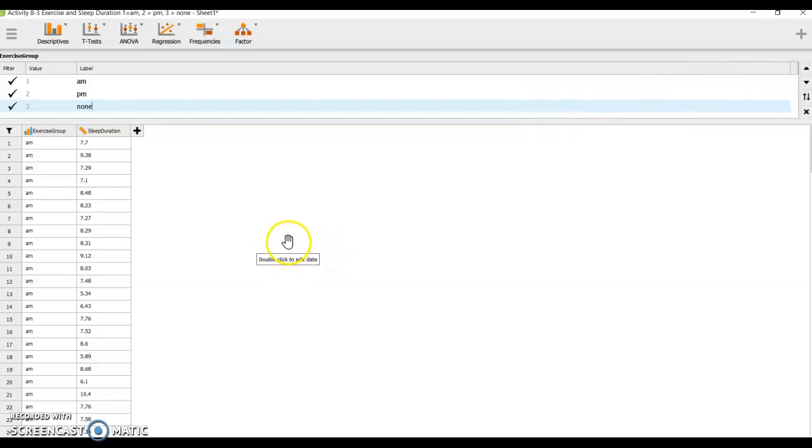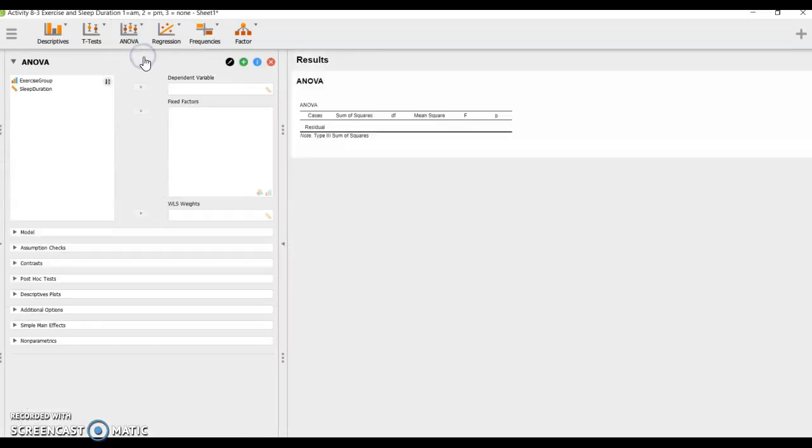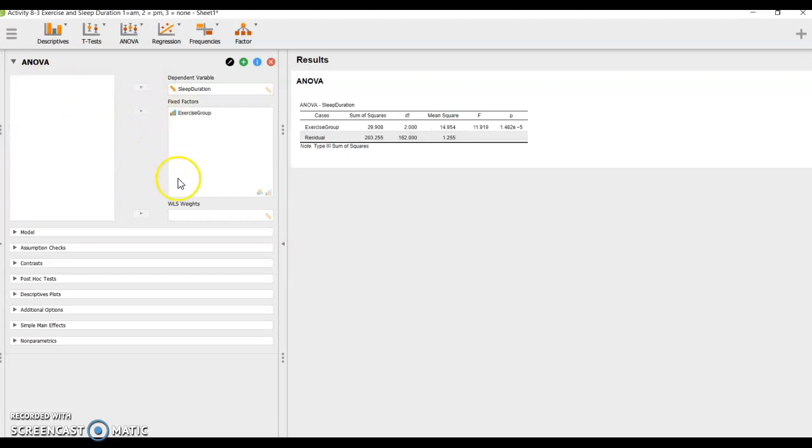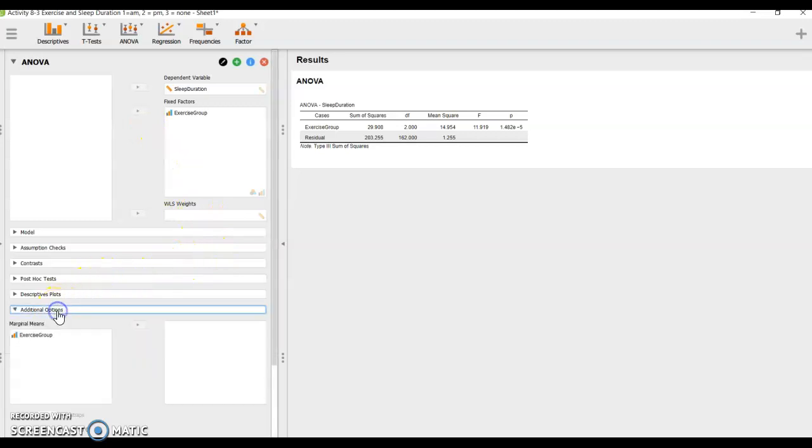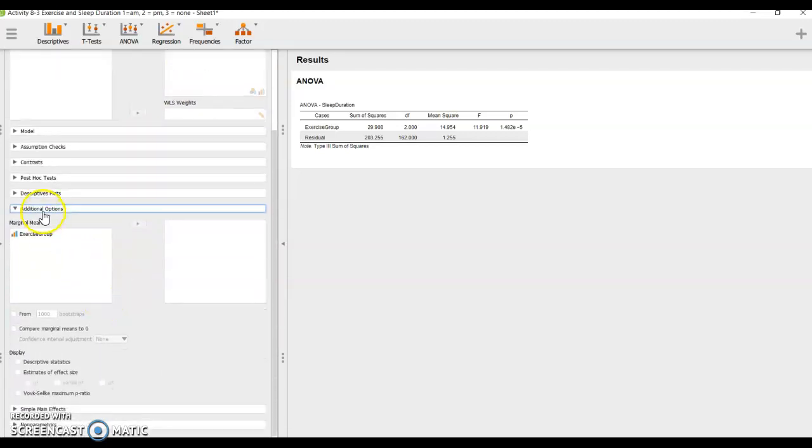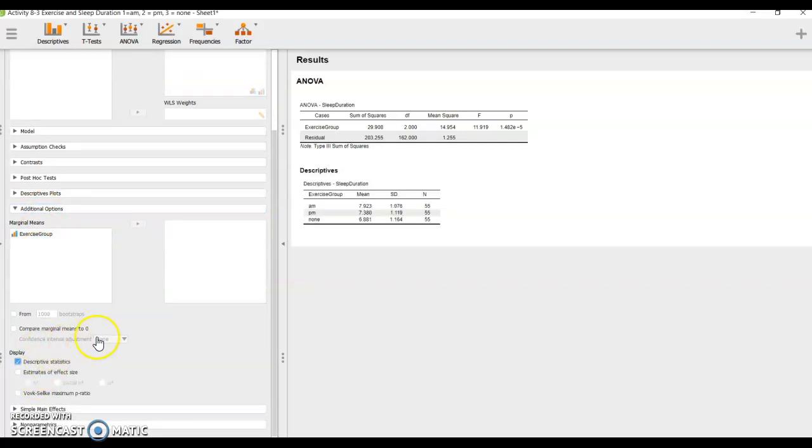Okay. All right, so we're going to run an ANOVA, an analysis of variance, by clicking on ANOVA, and then just pick the first ANOVA there. It's a one-way ANOVA. And then my dependent variable is the amount of sleep people got. And then exercise group is my fixed factor. Okay. So let's start by looking here at our additional options so we can get descriptive statistics. Right. So we can look at descriptive statistics for our three groups here.